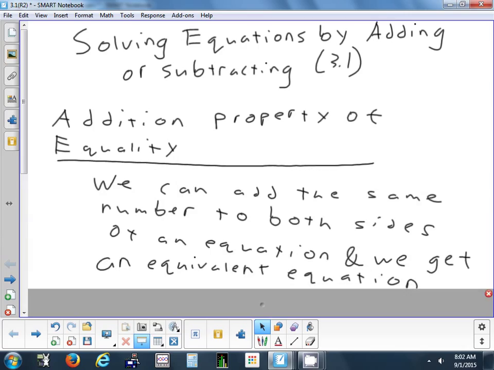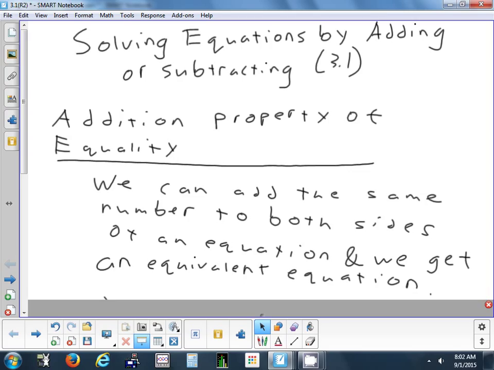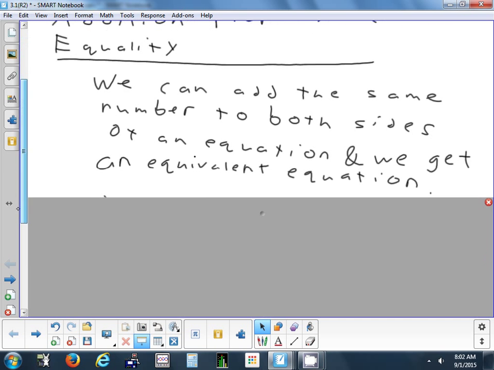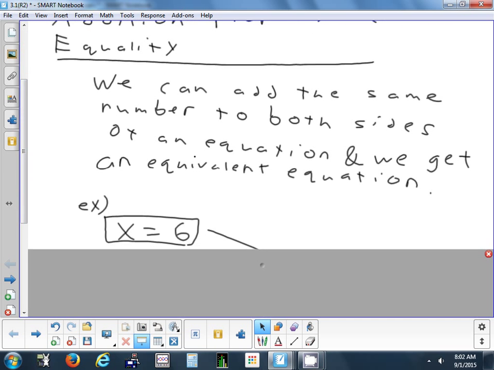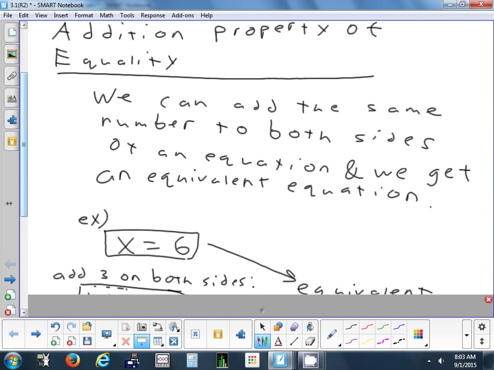So all that this property says is you are allowed to add the same number to both sides of an equation. And guys, some of the stuff we've been doing before, like chapter 1, chapter 2, didn't have an equal sign. Now we're going to get an equal sign. So you're going to think of that equal sign, both sides have to be balanced. One side can't be more than the other. So that's what that property says. You can add the same number to both sides of an equation.